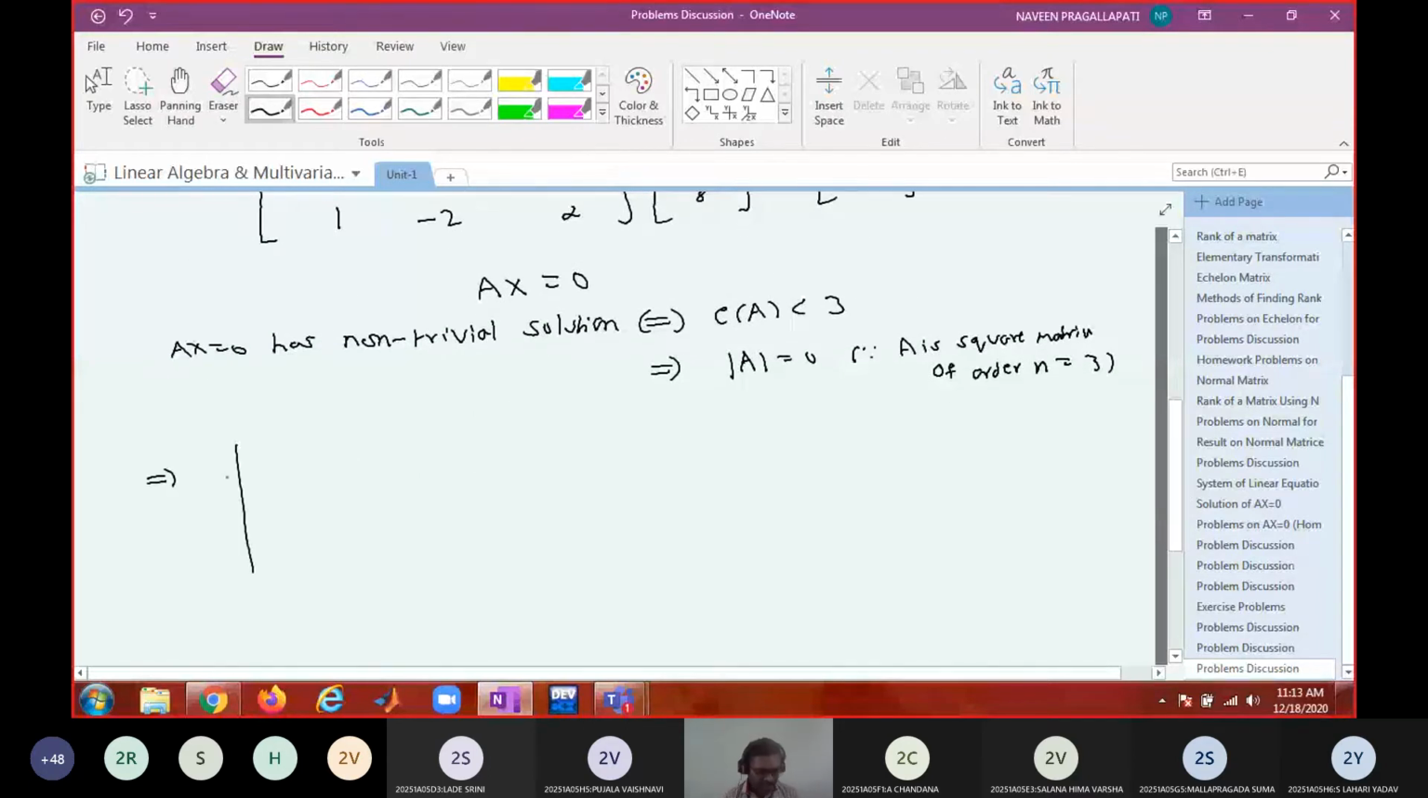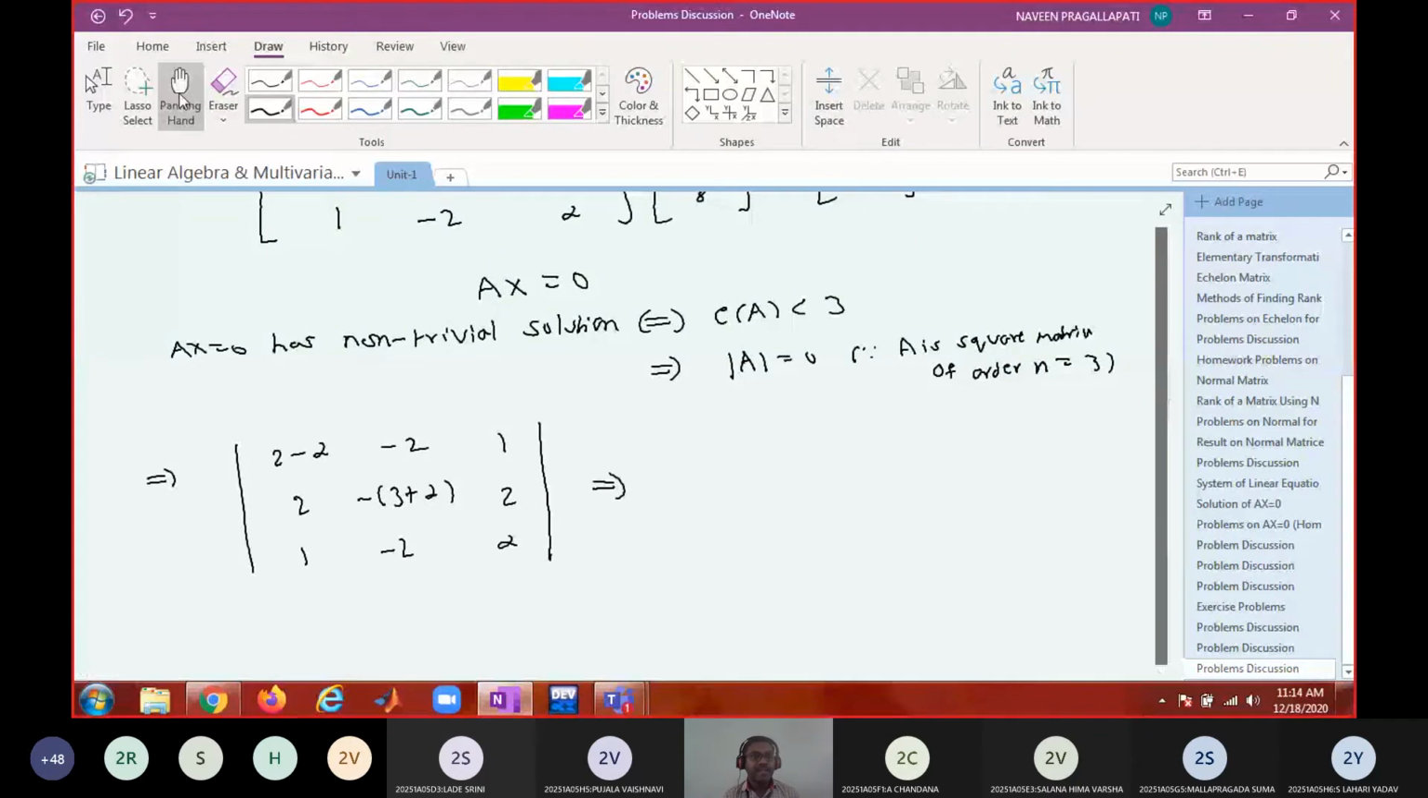So what is it? 2 minus alpha, minus 2, 1, 2, minus of 3 plus alpha, and 2, 1, minus 2, alpha. You will get a cubic equation in alpha. Do you agree? Yes, sir. Because each diagonal element contains alpha. Now, how do you find the determinant, that is left to you?